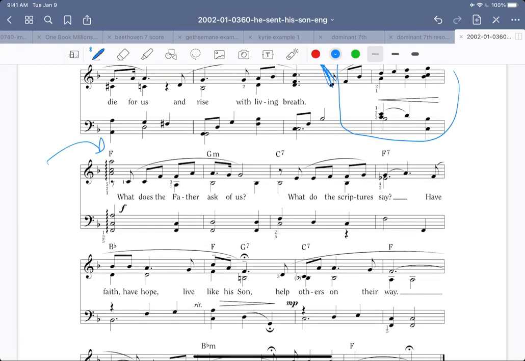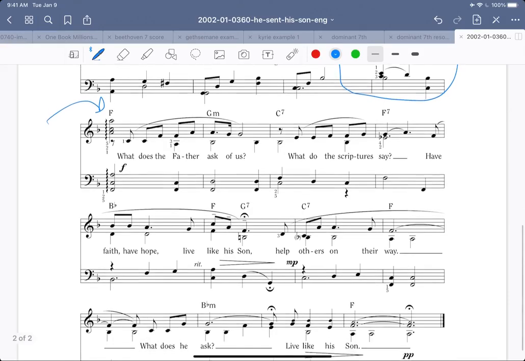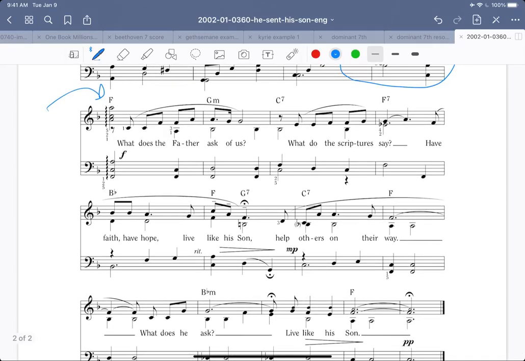What does the Father ask of us? What do the scriptures say? Have faith, have hope, live like his son.